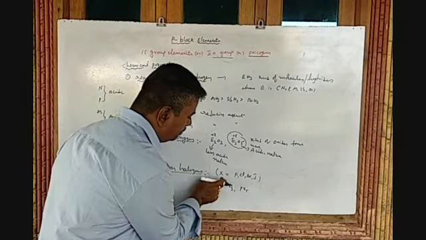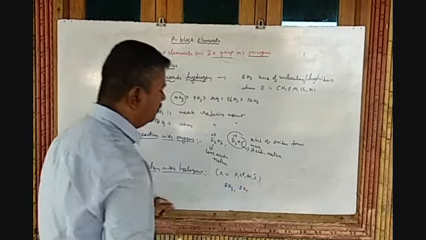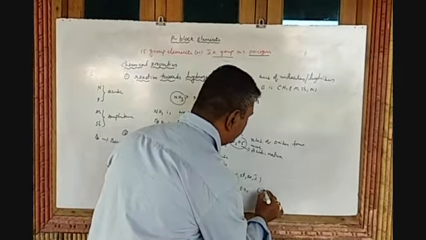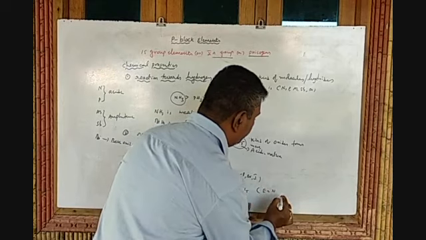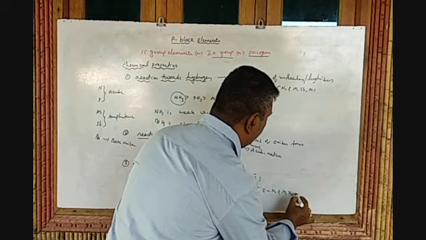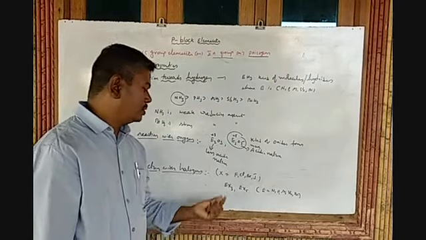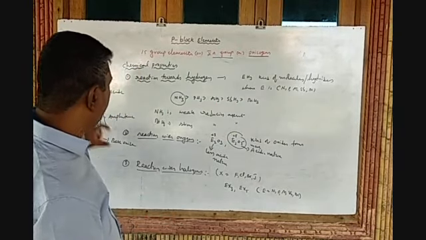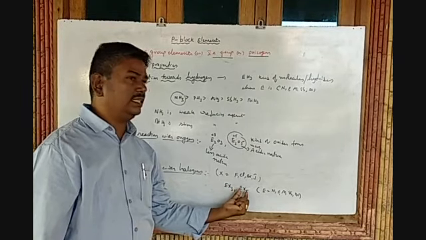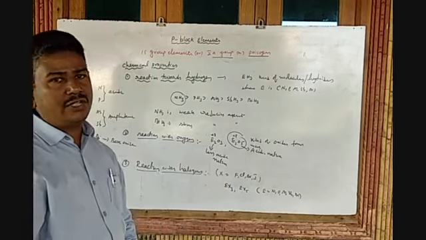Sorry, not P, EX3, EX5, where E equals the fifth group elements: nitrogen, phosphorus, arsenic, antimony and bismuth. Here X means the halogens. So while these group elements combine with halogens, they can form two kinds of halides like EX3 and EX5. One is in the +3 oxidation state and another one is in the +5 oxidation state.